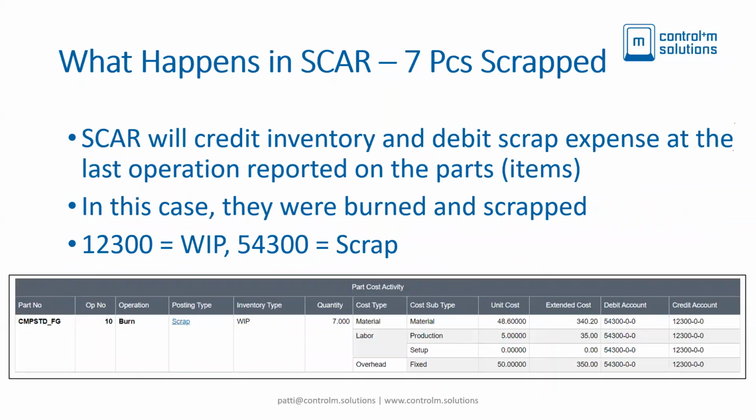On the scrap side of the transaction, on the last slide, we debited WIP for the 107 pieces of inventory, and now we have to actually credit that for the value of those 7 pieces of scrap. So as you can see in this case, we've taken the same values per operation that were debited to the WIP account, and we've credited them to the WIP account to take that reduction and debited the scrap account for the same value. So you can see we're crediting 12,300 for WIP and debiting 54,300 for scrap.